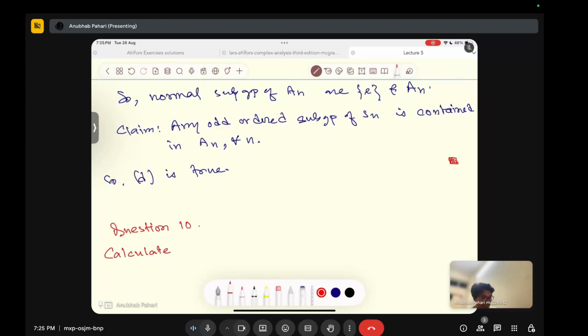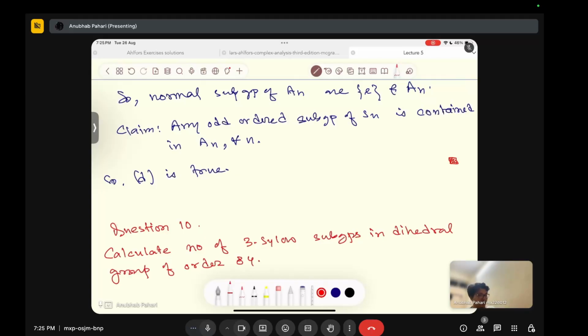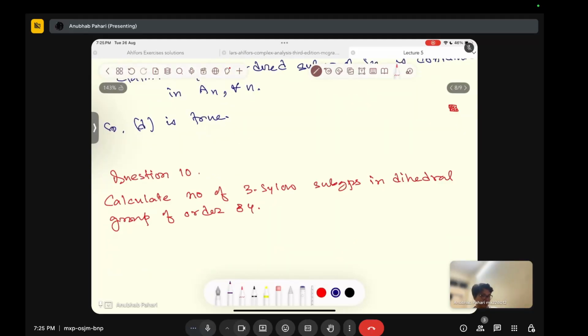Okay, then I can try to calculate the number of 3-Sylow subgroups in the dihedral group of order 84. Okay, let me think.